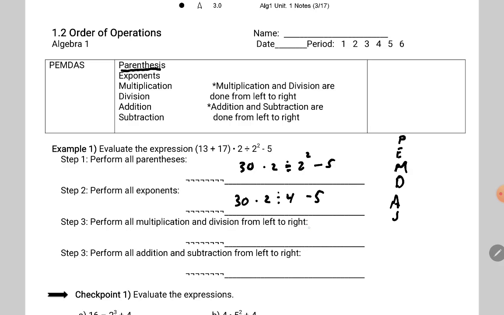Perform all multiplication and division from left to right. 30 times 2 is 60. 60 divided by 4, minus 5. Then we're going to do the division. 60 divided by 4 is 15. And then we have minus 5. Last thing, 15 minus 5 is 10. And that is our correct answer.